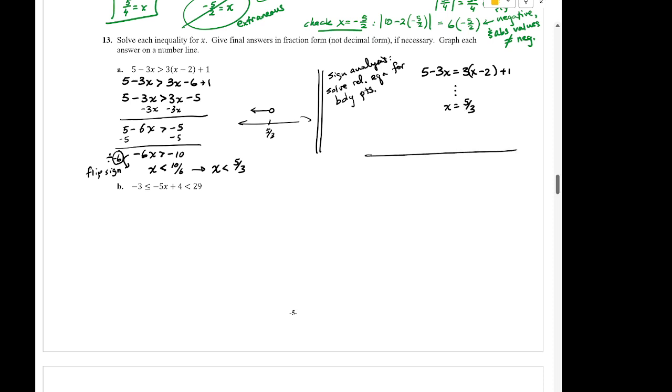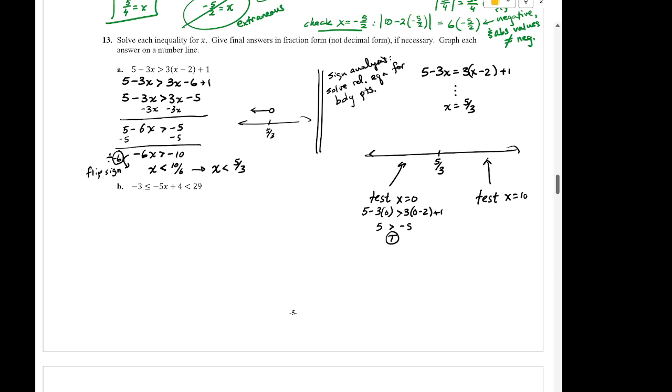So then you make your number line, and you put 5/3 on it. And then you test. You test over here, something like x equals 0, and you test over here, something bigger than 5/3, like x equals 10. If you test x equals 0 in the original, 5 minus 3 times 0, you're checking, is that greater than 3 times 0 minus 2 plus 1? This side is 5, and this side is negative 6 plus 1, which is negative 5.